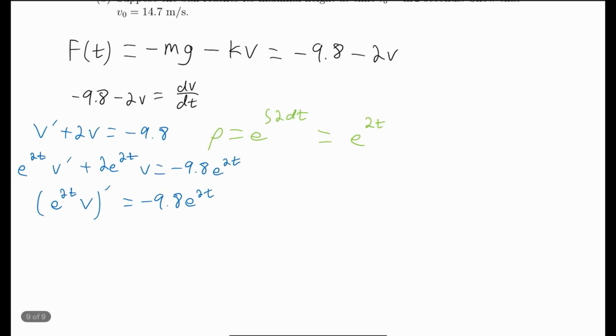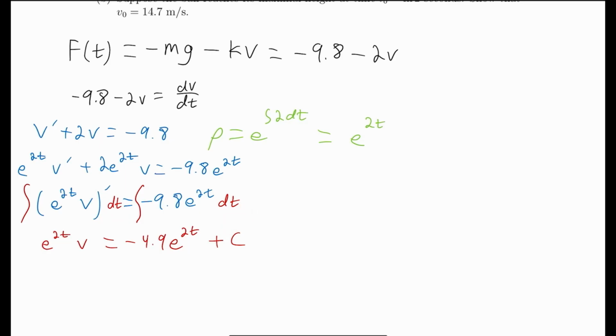Now we need to start solving for v. We can integrate both sides with respect to t. The left-hand side, we're taking the integral of the derivative, so that just becomes e to the 2t v is equal to the integral of this right side. When you do chain rule, it will become negative 4.9 e to the 2t. And then we need a plus c in there. These are both indefinite integrals. Like we usually do, we're combining the c from both sides into this one c, because it's just an arbitrary constant.